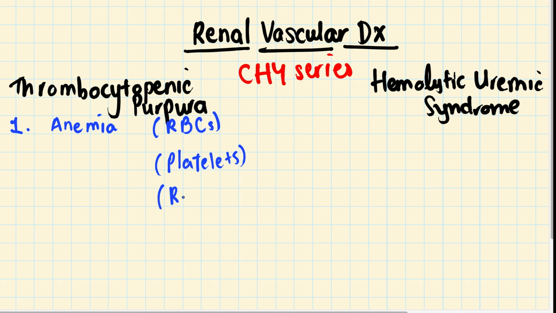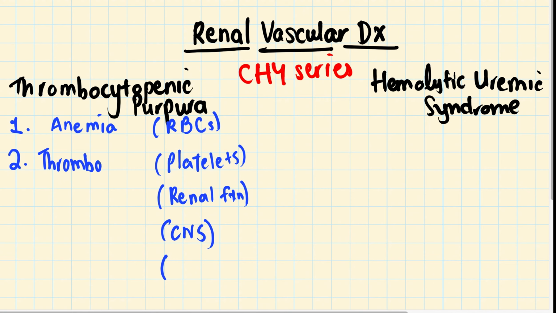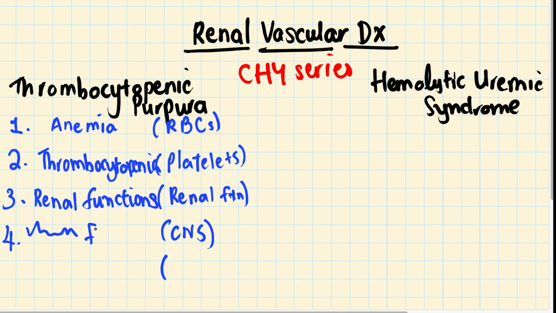And so, thrombotic thrombocytopenic purpura. Something happens to the RBCs: anemia. Something happens to the platelets. What can happen? Thrombocytopenia. Something happens to the renal function. The kidneys are compromised. And then your CNS: you have fluctuating CNS signs. And you also have fever.